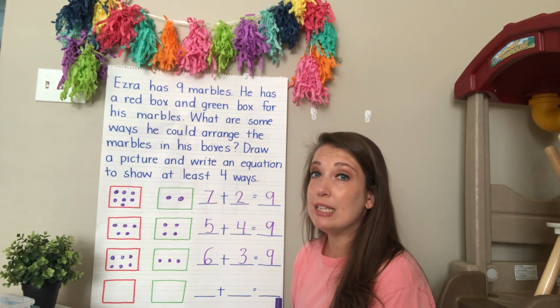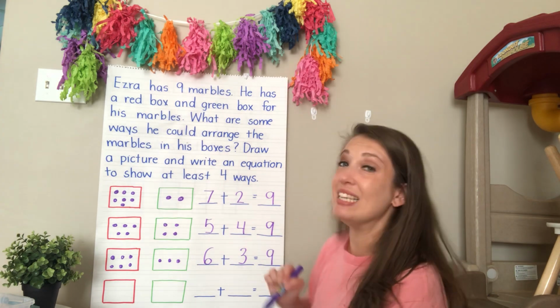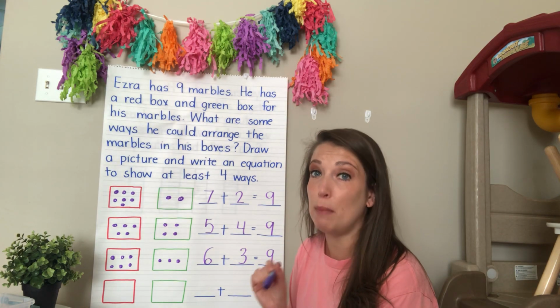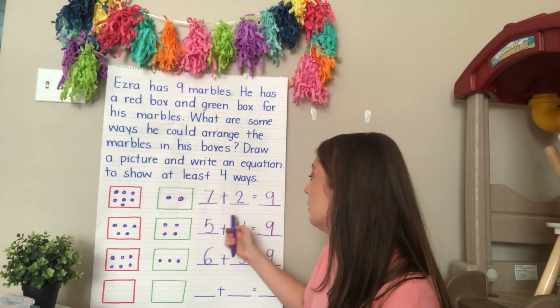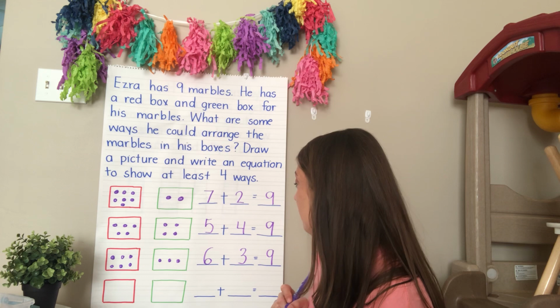You should be noticing a pattern that so far the whole every single time is 9 because there are 9 marbles all together. The parts are different, but the whole every single time should equal 9.